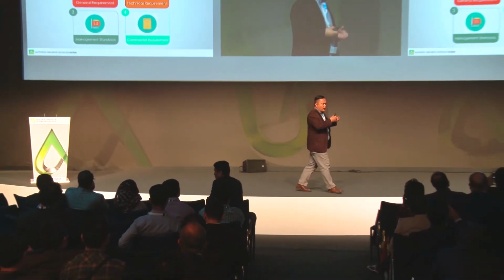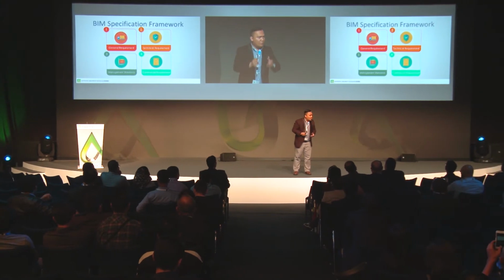Requirements. Third one is what we call management standards. Fourth one is what we call commercial requirements. So basically, these are the four important categories inside the BIM specification. And we have to understand this one because a BIM specification is a contractual document.